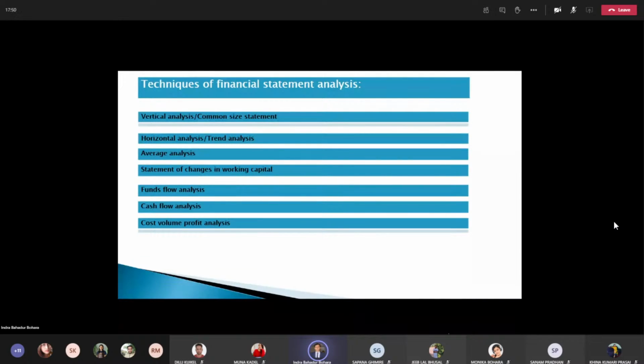And next is cost volume profit analysis that you studied in the second semester. You studied the relationship of cost, volume, profit and PV ratio, profit volume ratio, its effects, change in any component, fixed cost, change in the variable cost, or change in the selling price, change in the sales volume, and there will be the effect on the profit. That analysis is cost volume profit analysis.